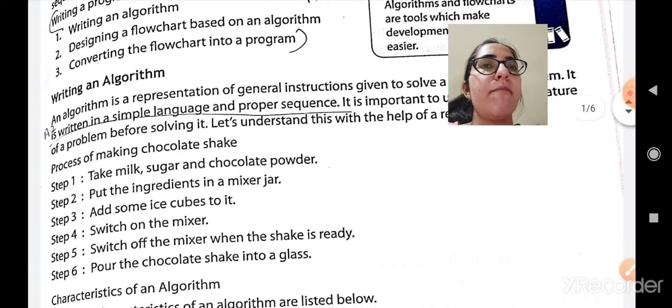First is the process of making a shake. If you want to prepare a milkshake, what will you do first? Step 1, you will take milk, sugar, and chocolate powder. Then you will put all these ingredients in a mixer jar. Then you will add some ice cubes to it. Finally, you will switch on the mixer. Then you will switch off the mixer and your shake is ready. Then you will pour the chocolate shake into a glass. So, what is an algorithm? An algorithm is a stepwise process of getting an output. If you want to prepare a chocolate shake, then you will follow these steps.